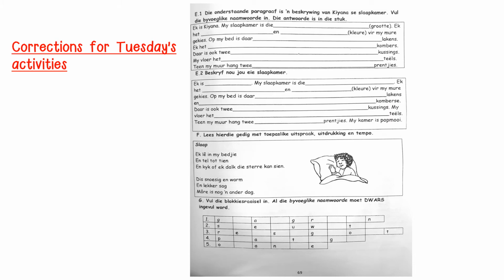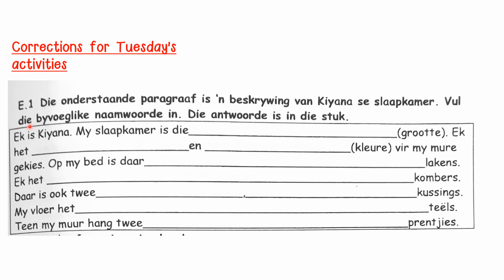So on page 69 of your werkbook, you had to complete question E1. So question E1 reads, Die onderstaande paragraaf is 'n beskrywing van Kiana se slaapkamer. The paragraph below is a description of Kiana's bedroom. Vul die byvoeglike naamwoorde in, fill in the adjectives. Die antwoorde is in die stuk. The answers are in the paragraph.